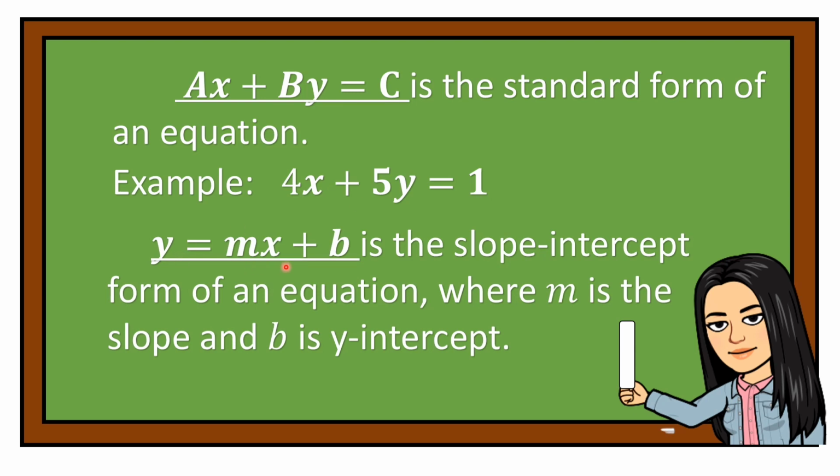Y equals mx plus b is the slope-intercept form of an equation, where m is the slope and b is the y-intercept. Example, y equals 3x plus 2. In the given example, our slope or m is equal to 3 and our y-intercept or b is equal to 2.